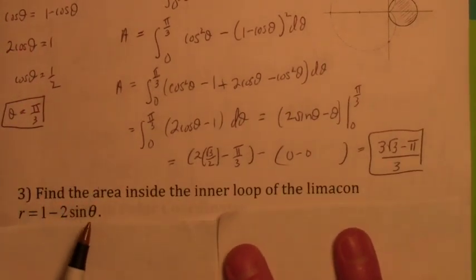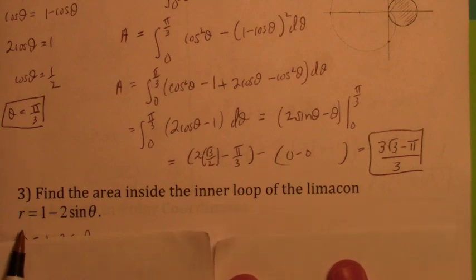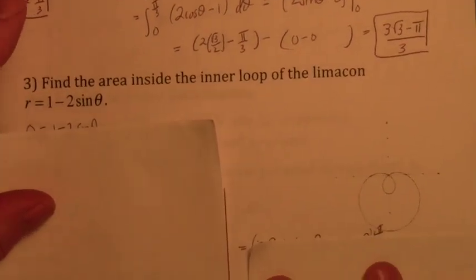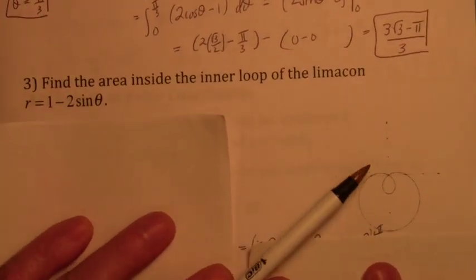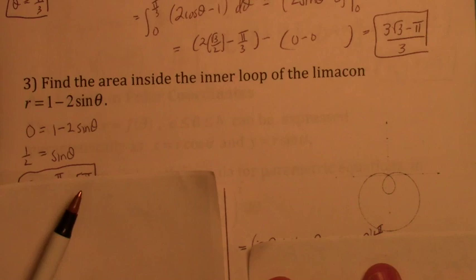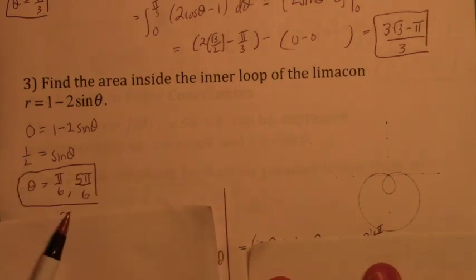Find the area inside the inner loop of the limacon r equals 1 minus 2 sine theta. It's a limacon because a is less than b. So sure enough, it looks kind of like this. This is your graph. So what you need to do, the hard part, is knowing where the limacon is 0. So if you set it equal to 0, where r is 0, you get sine theta is 1/2. And the ones that I'm interested in are between pi over 6 and 5 pi over 6.